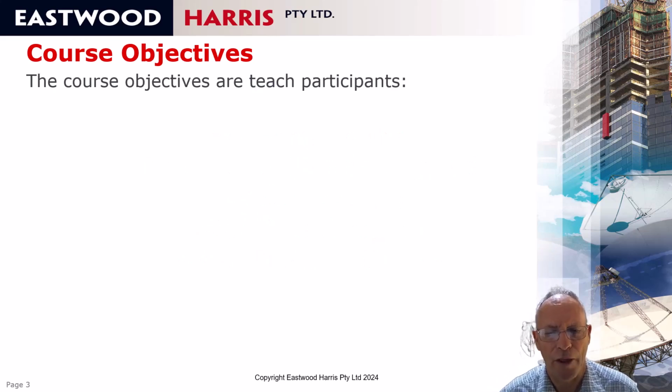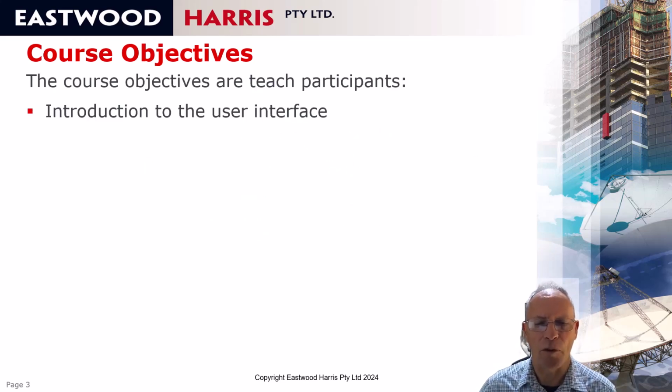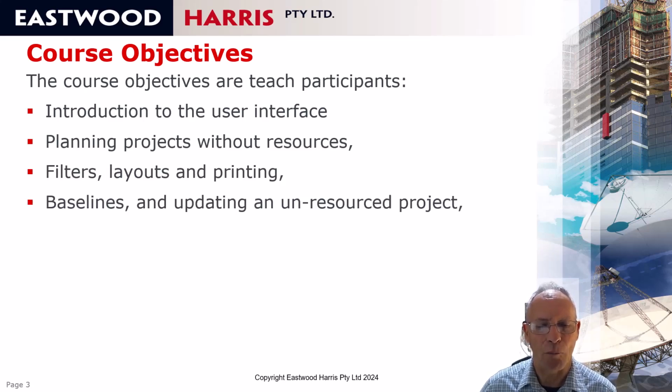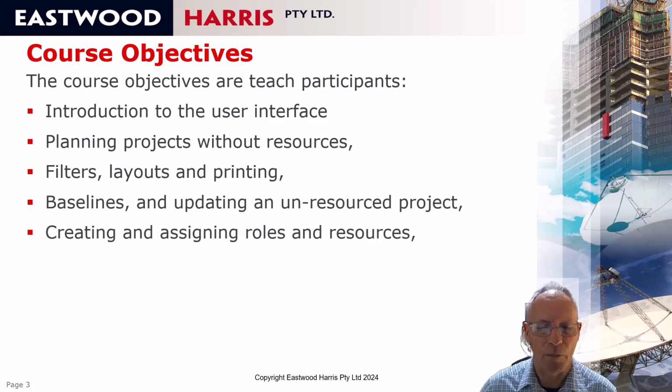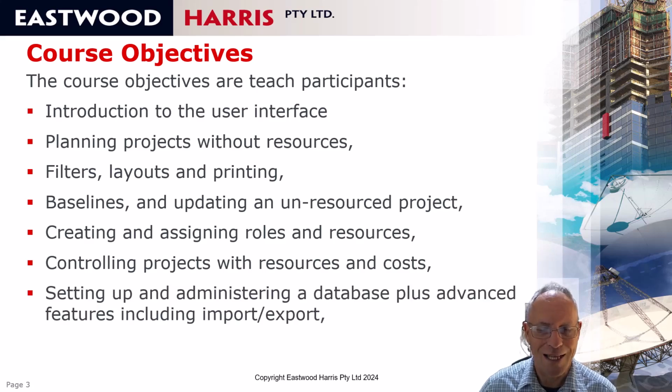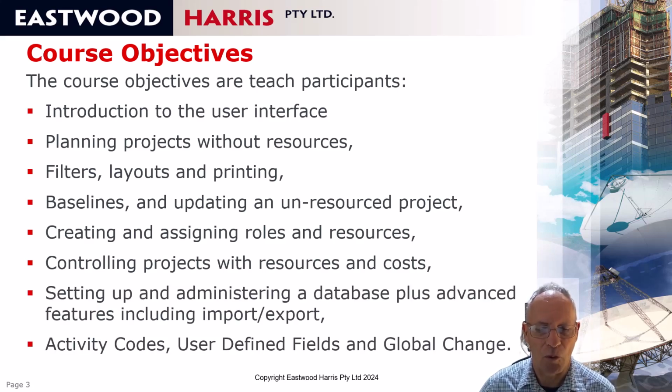Course objectives. The aim of this course is to teach participants an introduction into the user interface, how to plan projects without resources. Then we go on to filters, layouts and printing. Then we talk about baselining and updating an unresourced project. Then creating and assigning roles and resources, controlling projects with resources and costs, setting up and administering a database, plus advanced features such as import and export, and we look at activity codes, user-definable fields and global change.